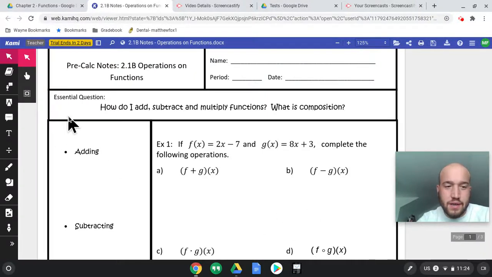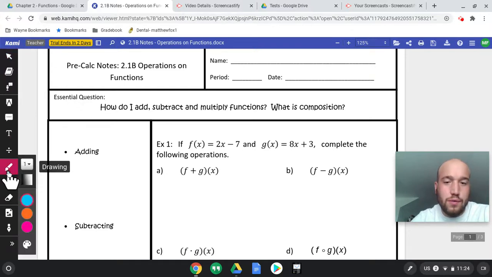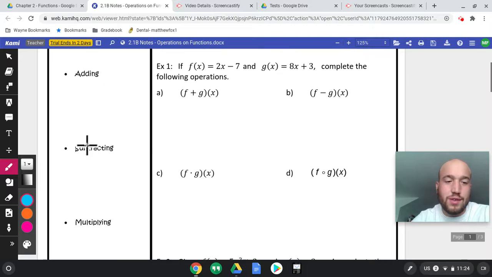Hey, welcome back. Today we are going to continue to talk about functions and how we evaluate them. In addition, we're going to add, subtract, and multiply today. And then we're also going to have to look at compositions and what that is.